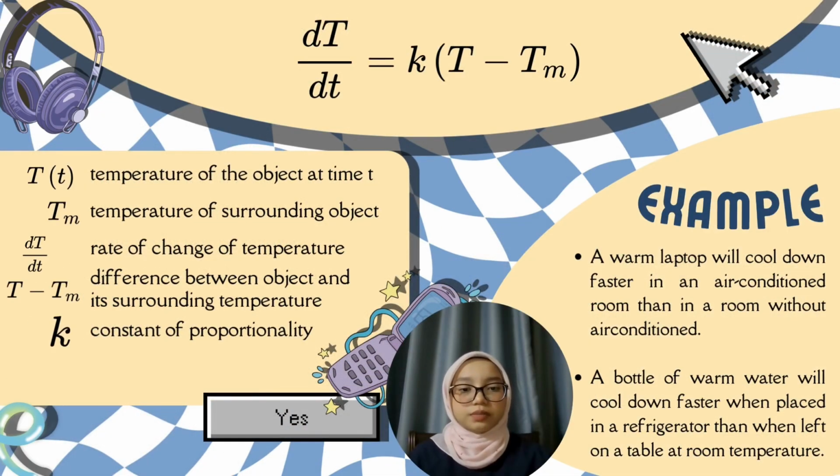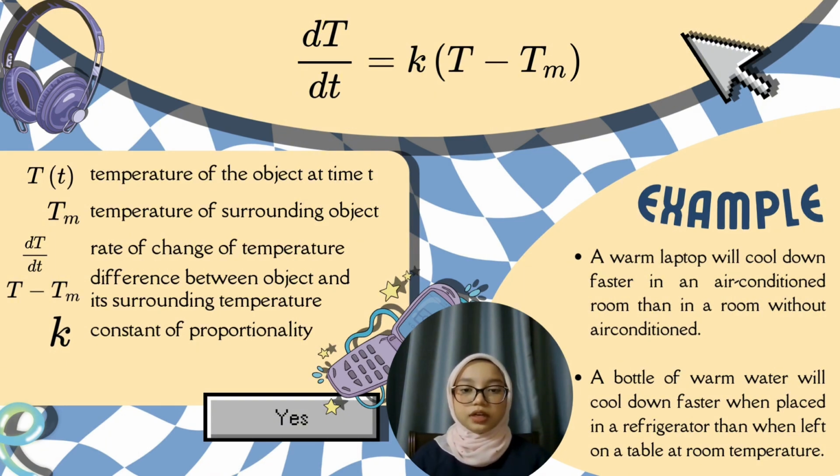Now, I will be explaining the formula. T is the temperature of the object at time t. Tm is the temperature of the surrounding. dT over dt is the rate of change of temperature. T minus Tm is the difference between the object and its surrounding temperature. Also, k is a constant of proportionality.